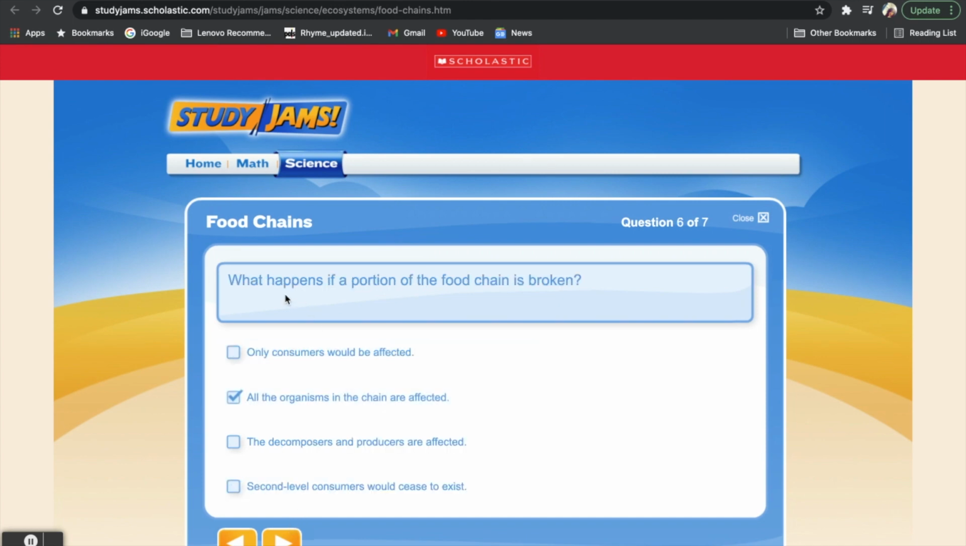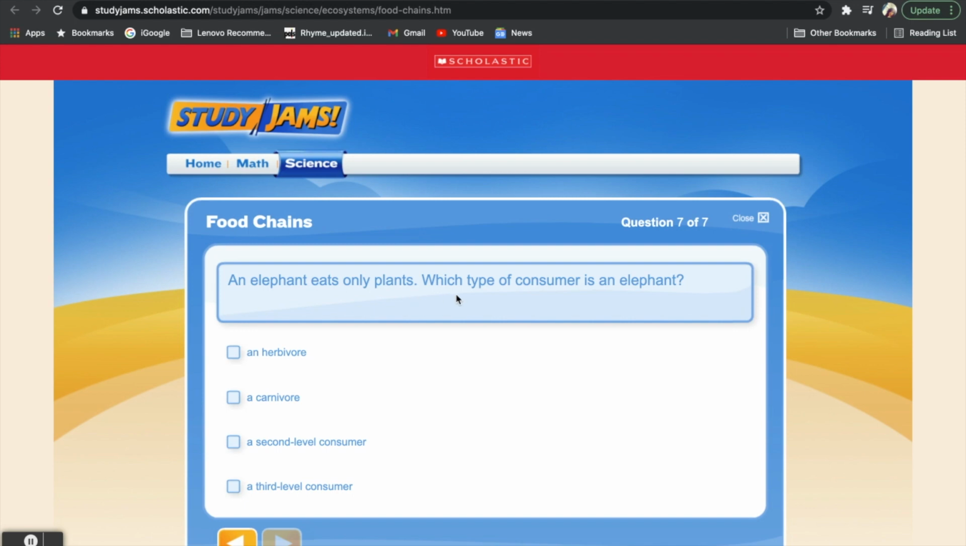Alright, question 6 asks, what happens if a portion of the food chain is broken? For question 6, what happens when a portion of the food chain is broken is all of the organisms in that chain are affected. The producers, the consumers, the decomposers, every single part, because they will not have somewhere to get their energy from. Our last question says, an elephant eats only plants.